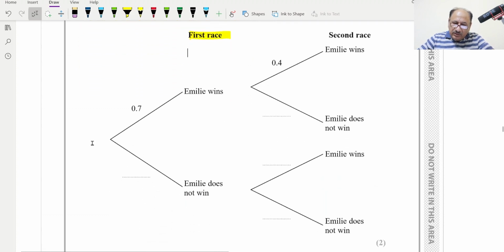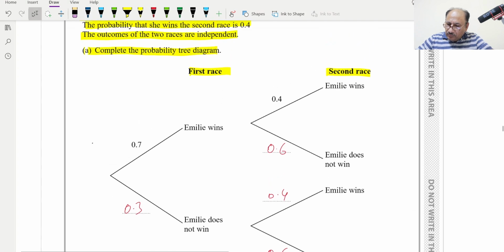First race, Emily wins is 0.7, so the remaining will be not win, which is 0.3. Similarly, in the second race Emily wins is 0.4. It means not win will be 0.6, so this will be 0.4 and 0.6. So this will be independent.